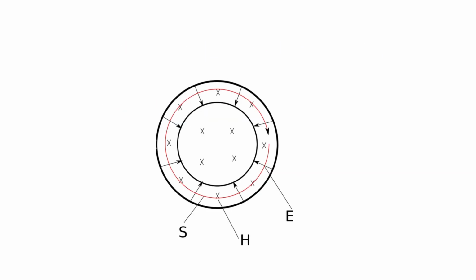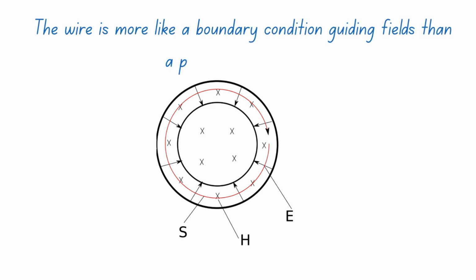So, what's inside the conductor? Mostly where energy is lost, resistive heating. That's why, in a good conductor, the electric field inside is small compared to the fields outside. The wire is more like a boundary condition guiding fields than a pipe carrying energy.